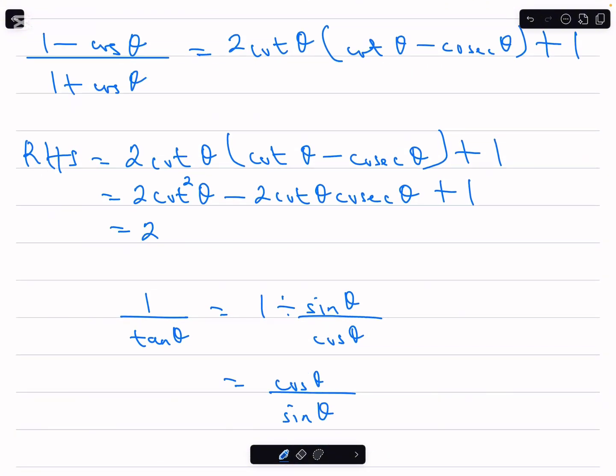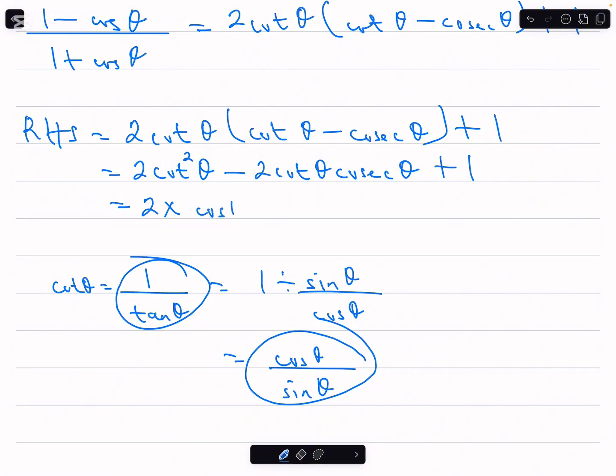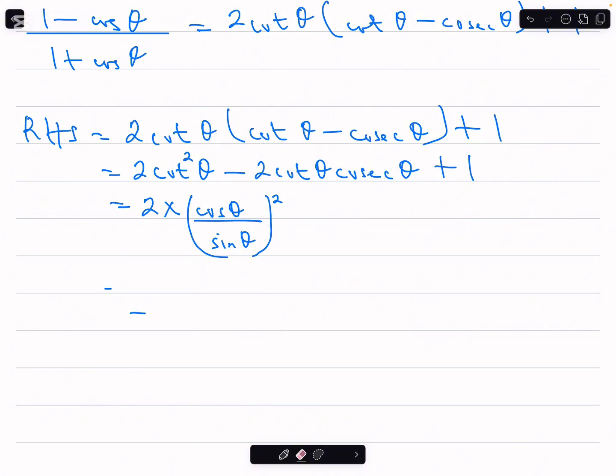2 cot square theta will now be 2 times, I know that cot theta is equal to 1 over tan theta, which is cos theta over sine theta. So that means cot square theta will be the square of cos theta over sine theta. What do we do next?